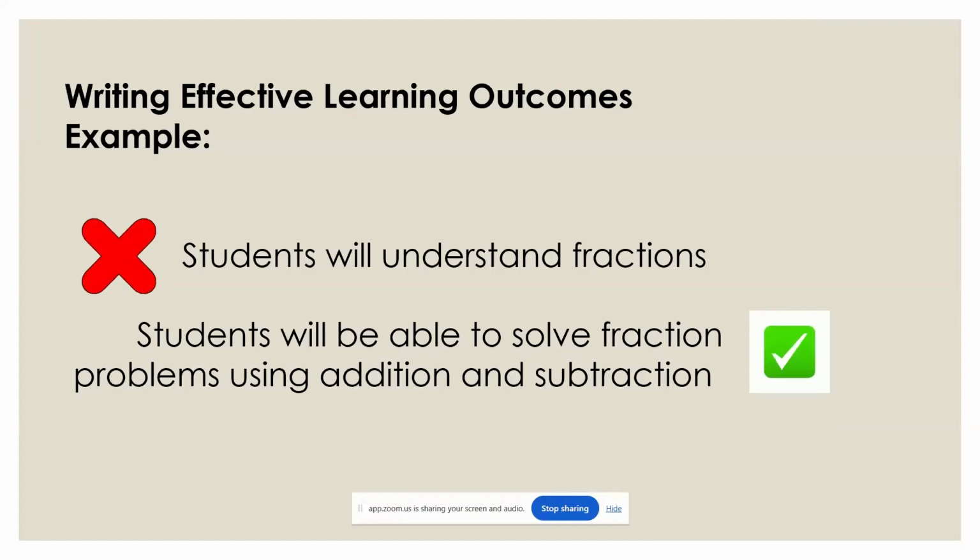Now, writing effective learning outcome examples. We were talking about how, when we are designing a lesson plan, we have to have a learning outcome. If you're writing "students will understand fractions," this is a wrong way of writing it. I'm giving you one example of how to write correctly when you are writing a lesson plan and outcomes. Your outcomes are always written the way given on the screen: students will be able to solve fraction problems using addition and subtraction. This is the right way. I've put this example on one of the slides, which will help you when you are designing your lesson plans.